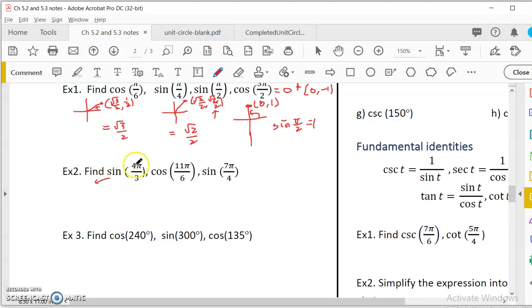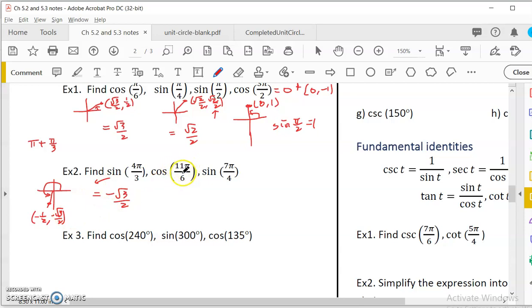Let's do sine 4 pi over 3. Where is 4 pi over 3? It's 3 pi over 3 plus 1 pi over 3. You can think of it as pi plus pi over 3. So it's in the third quadrant here, right? And then what are these numbers? Negative 1/2, negative root 3 over 2, because you can think of it as putting the triangle here. Sine is the y coordinate, so it's negative root 3 over 2. You read off from it.